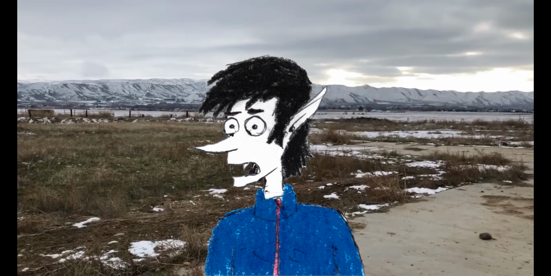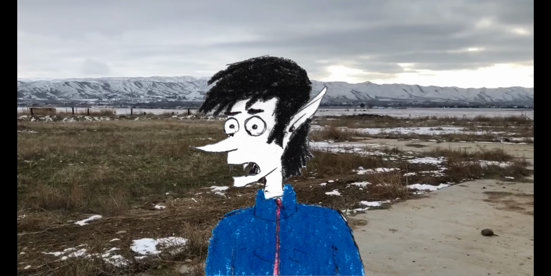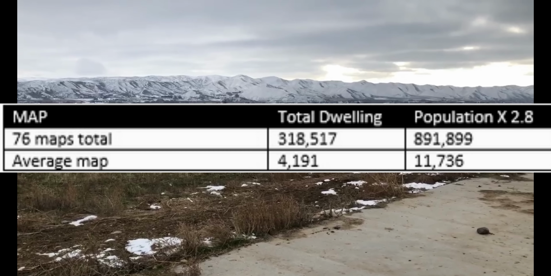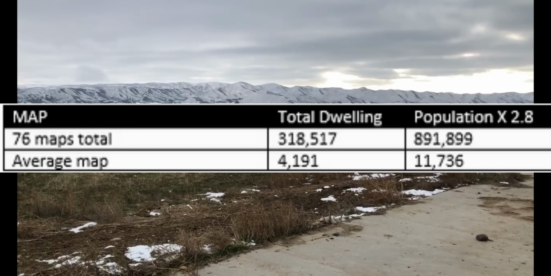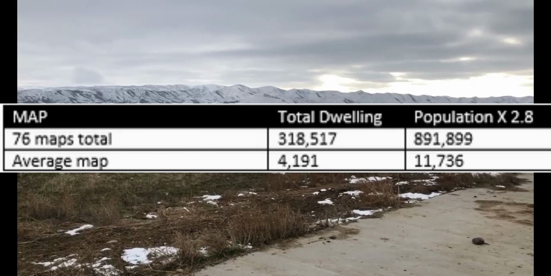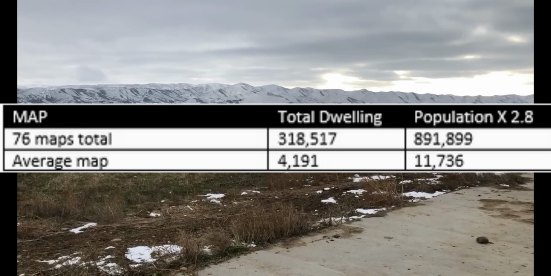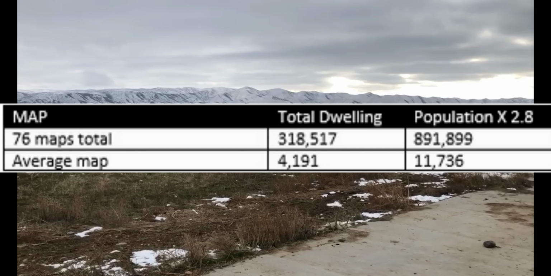I'm gonna be honest, this is probably gonna be the survey that's going to have the highest population out of any of them I've ever done. So what we can do in this case is we can divide that number by 76, the number of total maps that I surveyed, and that'll get us an average population per map, which is 11,376.